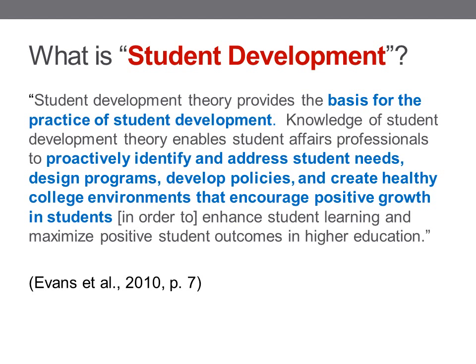So Evans et al., the textbook that we're reading for this course, talks about student development theory being a basis for the practice of student development. And I love how they describe it: as student affairs professionals, we're able to proactively identify and address student needs, to design programs, to develop policies, to create healthy college environments. This is all really important. It's essentially what we do. And so thinking about that as being the basis, it's really providing the understanding for us to be able to address student needs and do all these things that they're calling essential for student affairs practitioners.